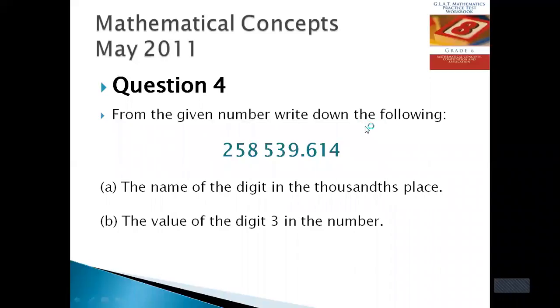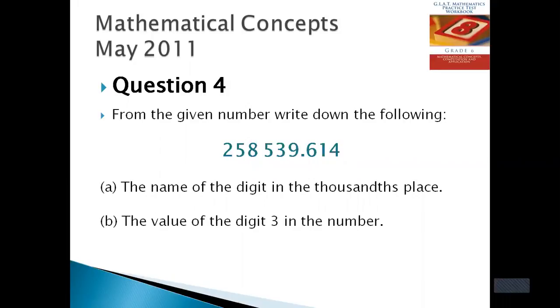It's asking for the name of the digit in the thousandths place. So first we need to know where the thousandths place is. And notice that's different from thousands without a TH. The TH makes a difference. The TH tells us that the digit is to the right of the decimal point. And if it had just said thousands, that means that the value is to the left of the decimal point.